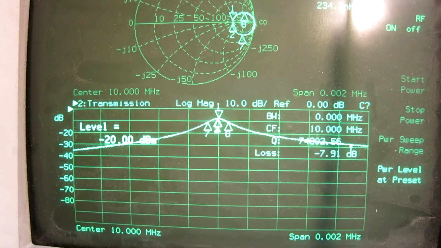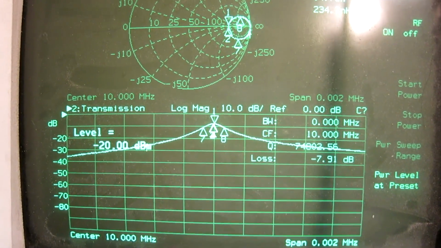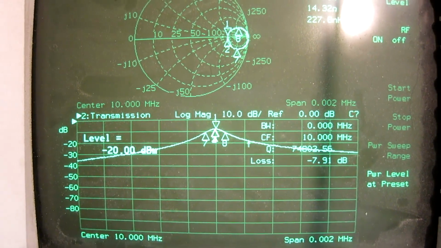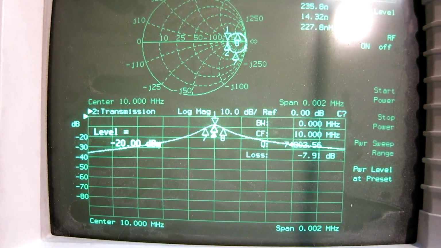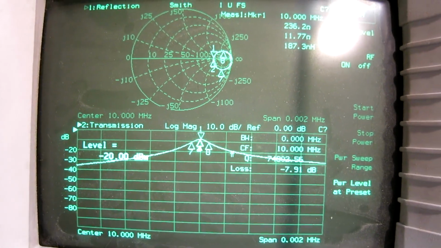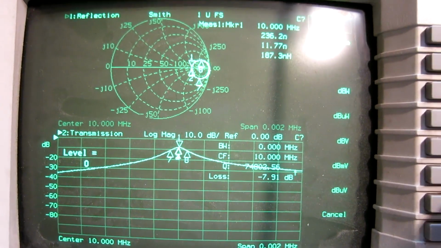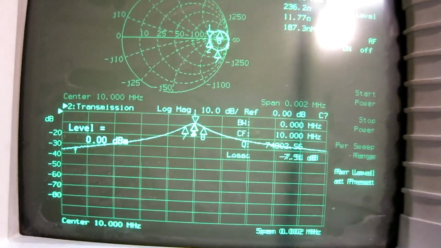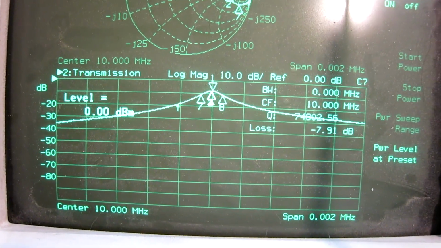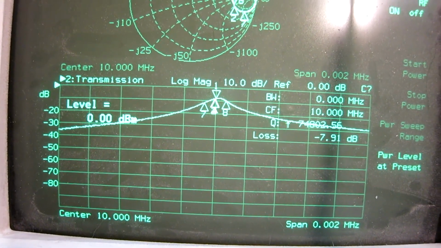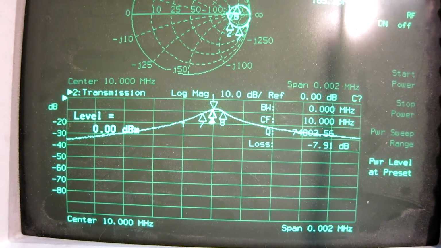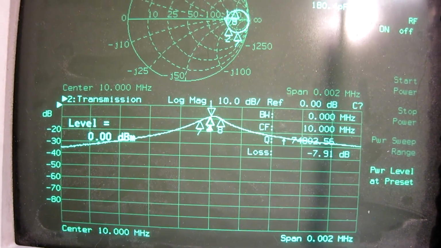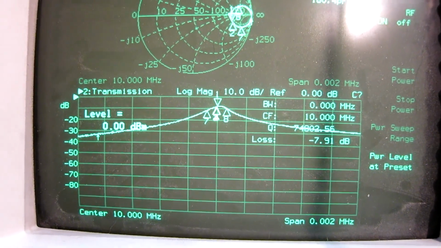This is what I see at a power level of minus 20 dBm according to this instrument, which isn't quite correct, by the way. I now set the power to 0 dBm and watch the curve here. It's shifted in frequency and it's no longer symmetric. So this is too much power for this filter.